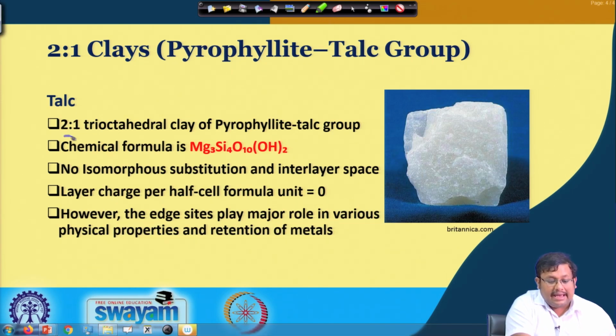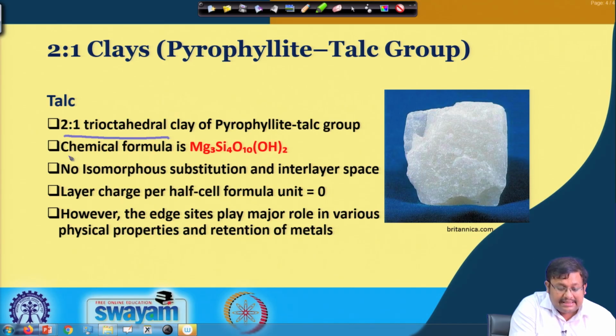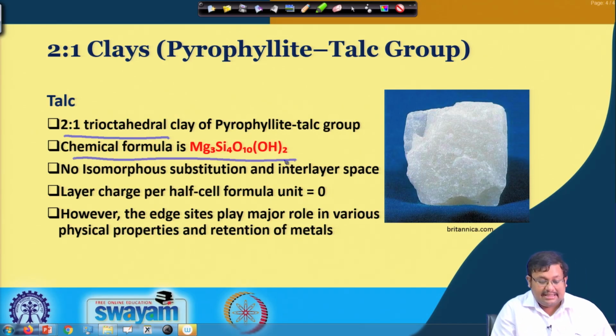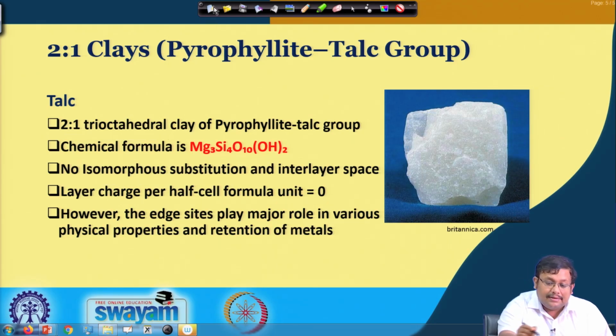So, again it is a trioctahedral clay, that means it has magnesium in its structure. As you can see in this chemical formula, magnesium is present, and also it does not show any type of isomorphous substitution, just like pyrophyllite, and the interlayer space has 0 layer charge per half cell formula unit. However, the edge sites may play a major role in various physical properties and retention of materials, just like we have seen in case of pyrophyllite.